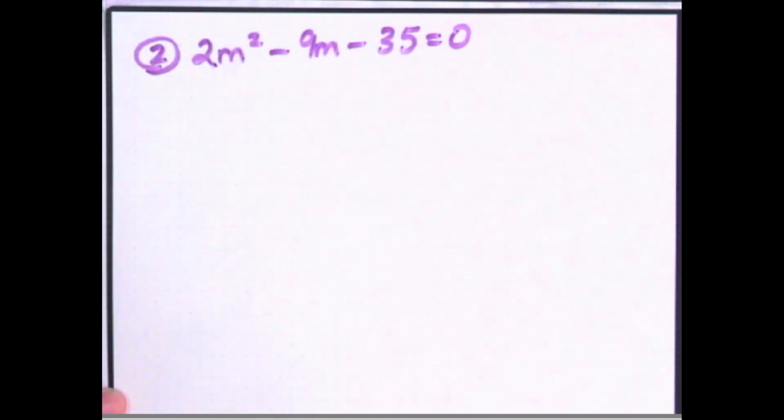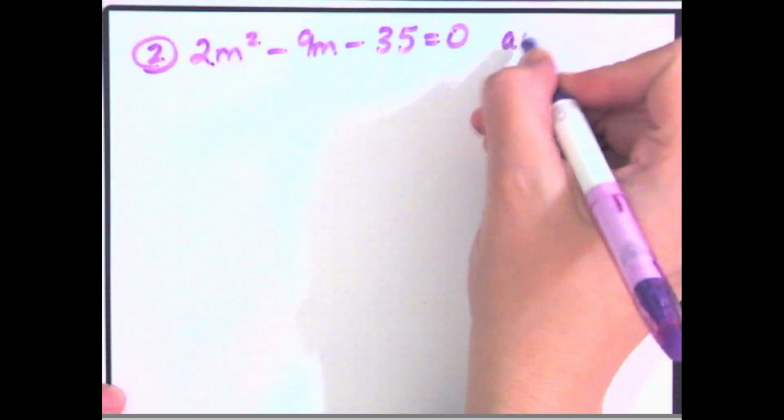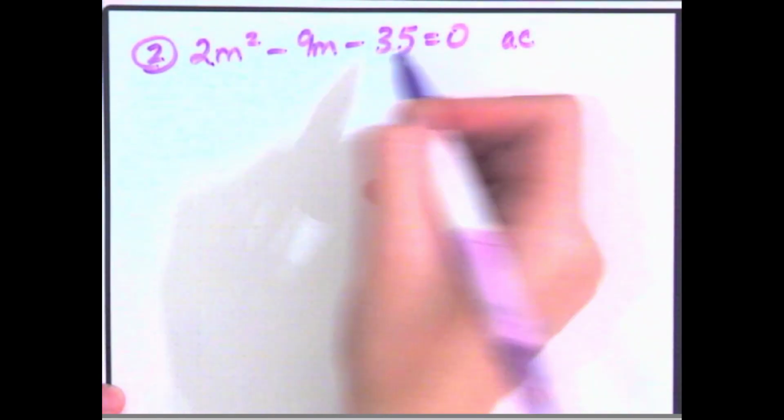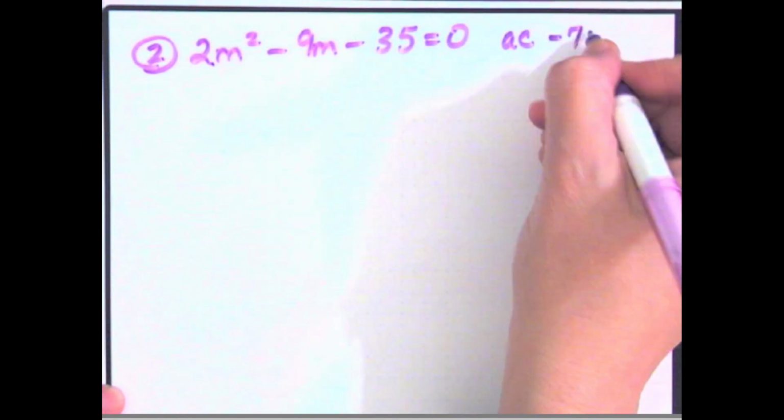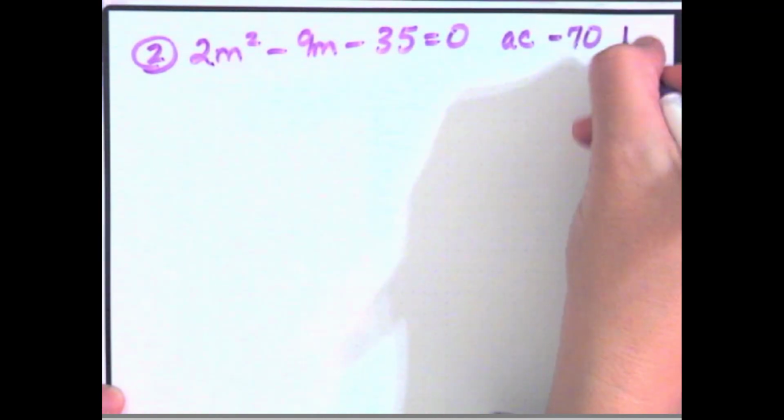In number 2, we have 2m squared minus 9m minus 35. Again, I do not have a GCF, so that lets me know I'm going to have to use the AC method. So that will be 2 times negative 35 is negative 70, and our b is negative 9.